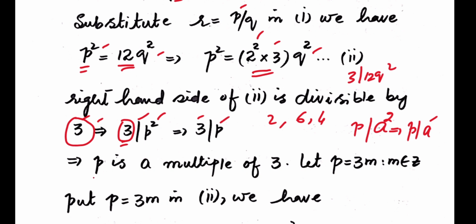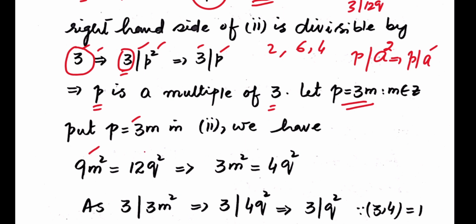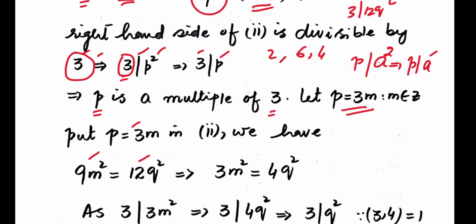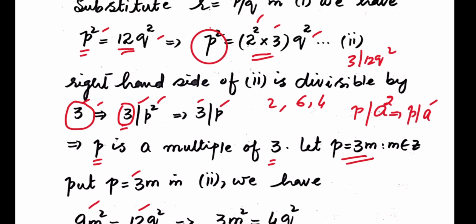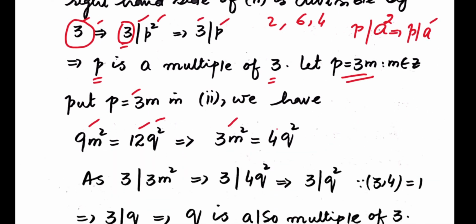It means p is a multiple of 3. So let p be equal to 3m, where 3m means a multiple of 3. Substituting this value of p, that is 3m, in equation number 2, we have 9m² is equal to 12q². When you substitute p either here or here, we get 9m² is equal to 12q². Cancelling 3 on both sides, we have 3m² is equal to 4q².